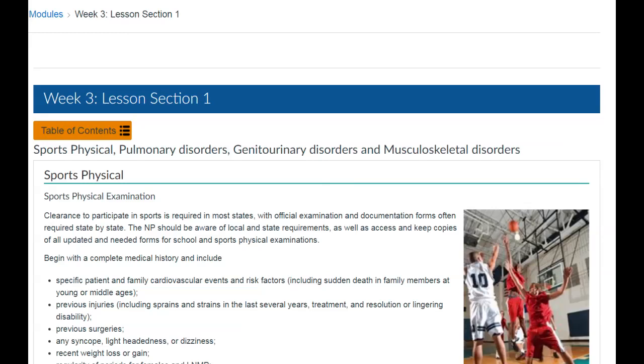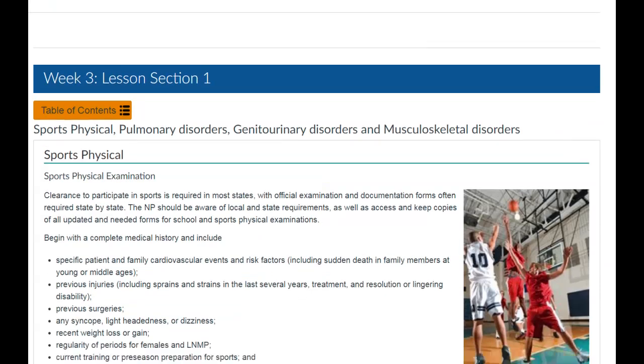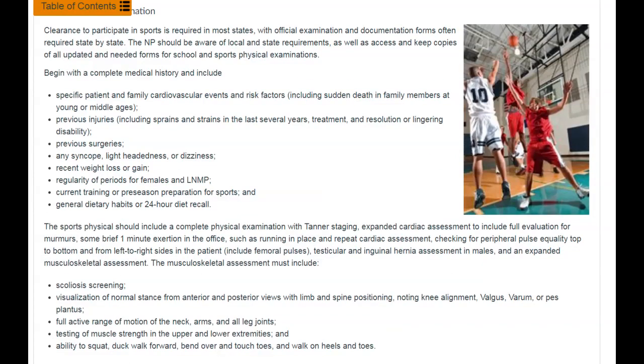All right, this is NR 602, Week 3, Lesson Section 1 on sports physicals, pulmonary disorders, genitourinary disorders, and musculoskeletal disorders. The sports physical.